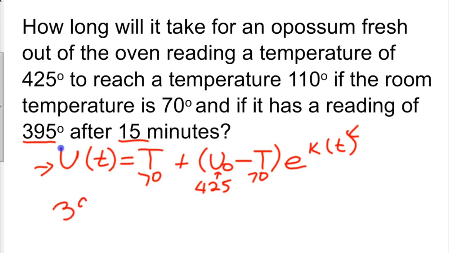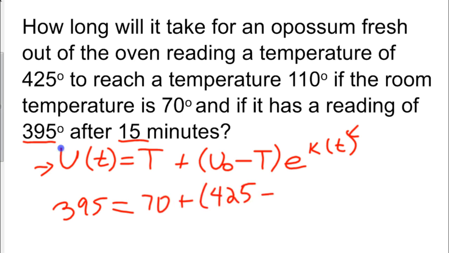I'm going to write 395 equals, let me erase these so we don't confuse everybody, equals 70 plus the 425 minus 70 times e to the 15K. 15K, or K times 15, however you want to look at it. All right, so what do you think I should do first, guys?